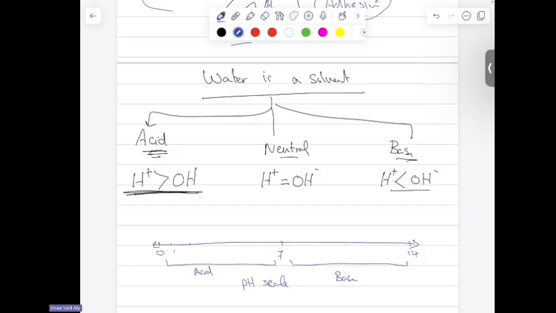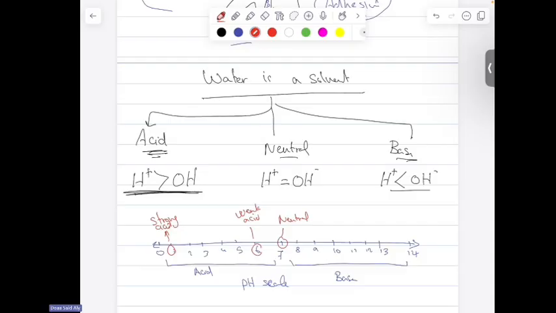1 2 3 4 5 6, 8 9 10 11 12 13 and 14. Pay attention here. 7 is neutral. 1 is a strong acid, our strongest acid, while 6 is a weak acid.